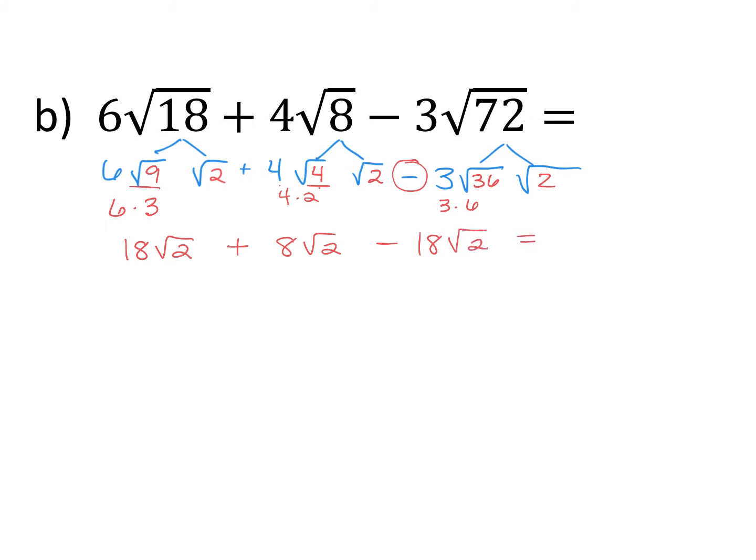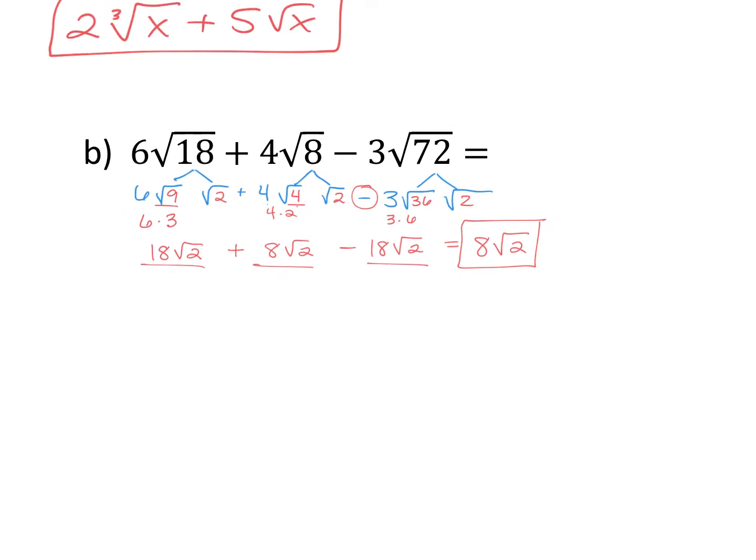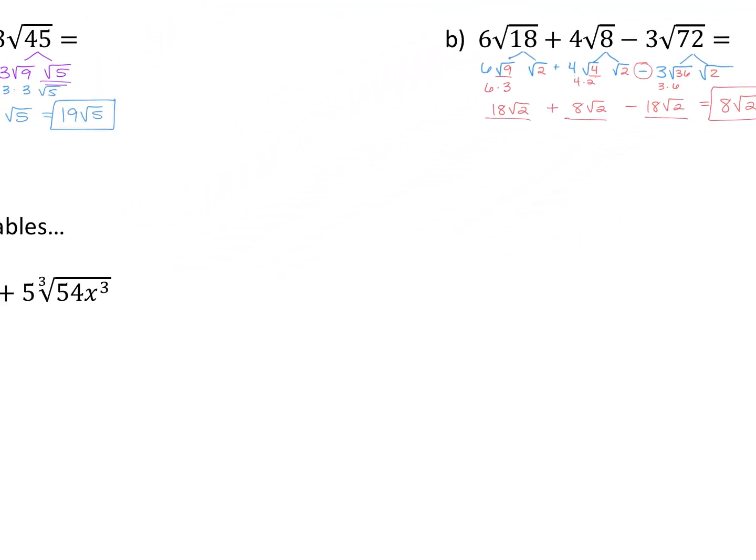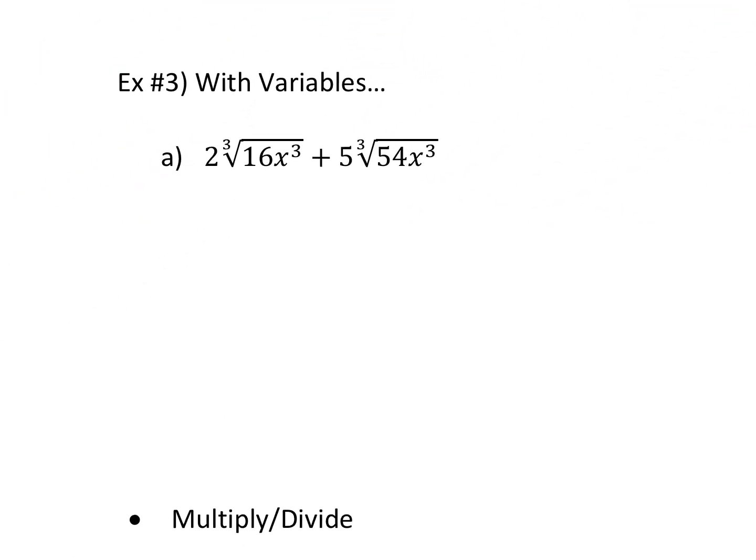So when we combine, 18 rad 2 plus 8 rad 2 is 26 rad 2, but take away the 18 rad 2 again, and you're left with 8 rad 2. It's good, right? Totally doable. Okay. This is our last problem. Short lesson. We're at 7 minutes right now, and 2 of those were just me giving you time to work on a problem.